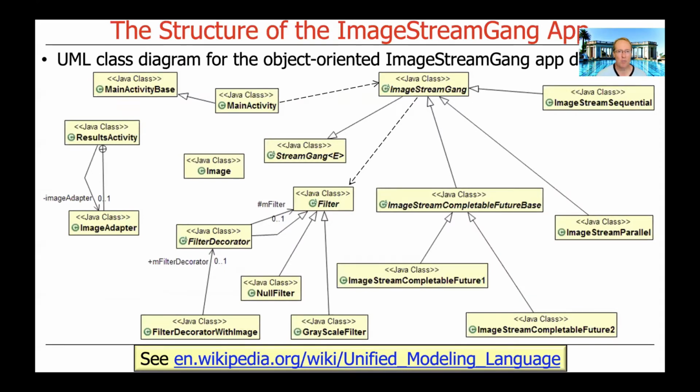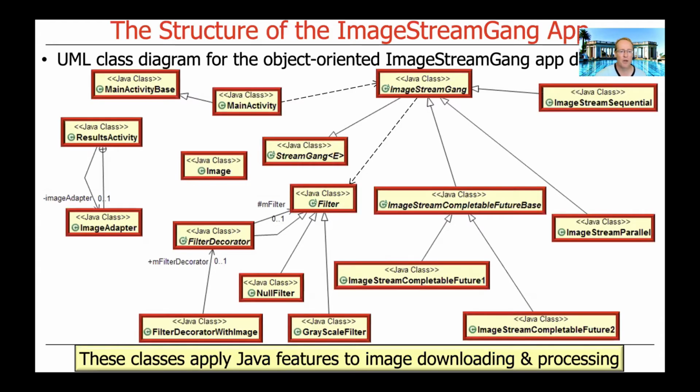So here's the portion of the UML class diagram that shows the object-oriented decomposition of the ImageStreamGang app. UML is the Unified Modeling Language. It's basically a way of ascribing semantics to diagrams. So you can have classes, you can have inheritance relations, you can have instantiation relations, you can have aggregation relations, and so on and so forth.